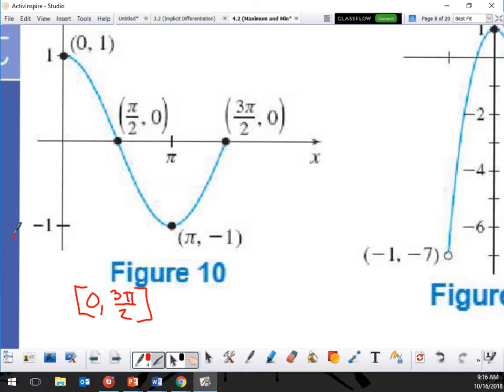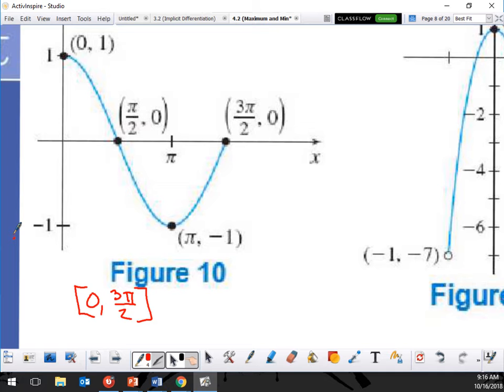What was the next part? Is it continuous right there? Now, continuous means is there any holes? Is there any jumps? Is there any gaps? Nope. So it is continuous over the interval from 0 to 3 pi over 2.